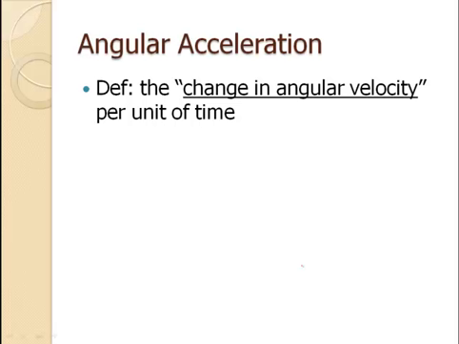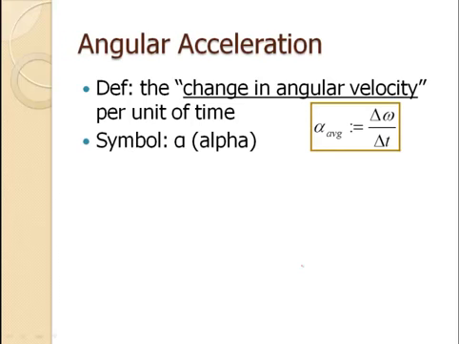Now, another topic that we can talk about is how quickly an object is changing its rotational speed. That is called acceleration. Angular acceleration is the change in angular velocity per unit of time. Its symbol is the letter alpha, which looks a lot like an A, so I try to make it scripted and a little bit more like a fish than I do my normal A's. And the formula for that is a change in velocity over a change in time.